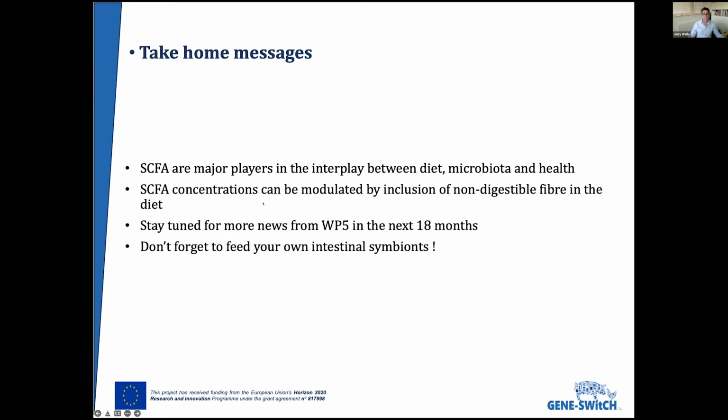So we've seen that the short-chain fatty acid concentrations in the colon can be modulated by inclusion of non-digestible fibers that get fermented. And we hope to have some more news about the outcome of the data analysis in the remaining part of the project. And don't forget to feed your own intestinal symbionts too, because it's undoubtedly important for human health.